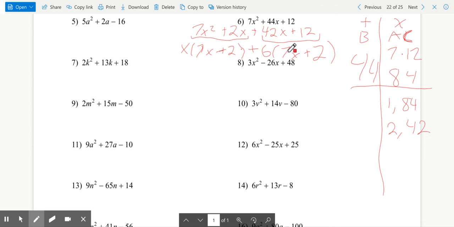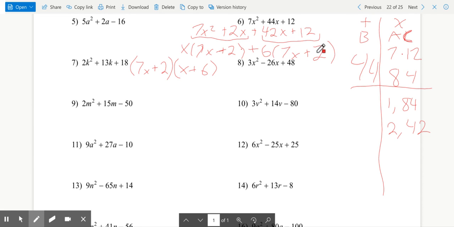And notice that these two parentheses are the same. 7x plus 2, 7x plus 2. If they're different, we've done something wrong and we can't continue. So they have to be the same for this to work. So then you're going to factor out this whole parenthesis. So we're going to get 7x plus 2 times x plus 6. So we had the x being multiplied by this, that goes there.